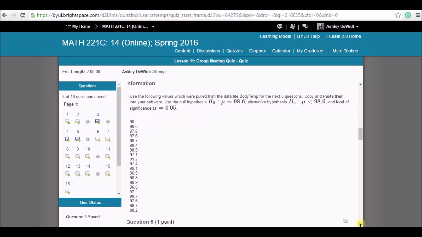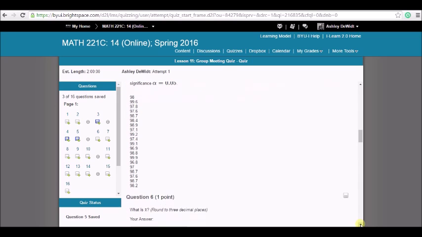Use the following values which were pulled from the data file body temp for the next 5 questions. Copy and paste them into your software. Use the null hypothesis, mean equals 98.6. Alternative hypothesis is less than 98.6, and level of significance 0.05. What is the mean?